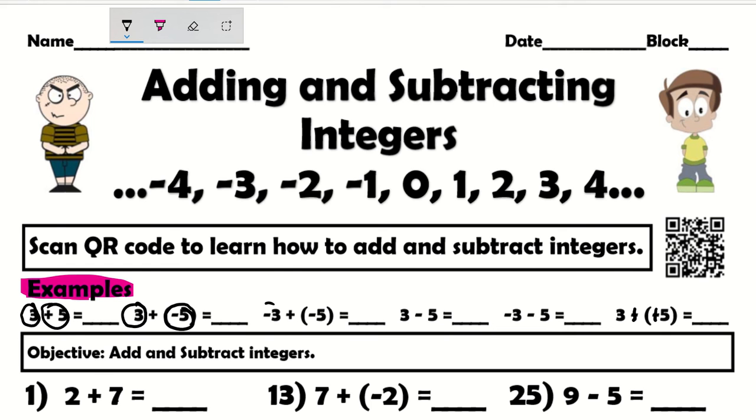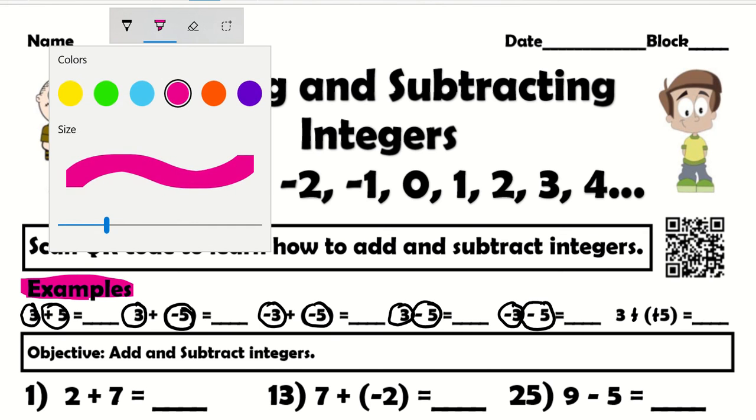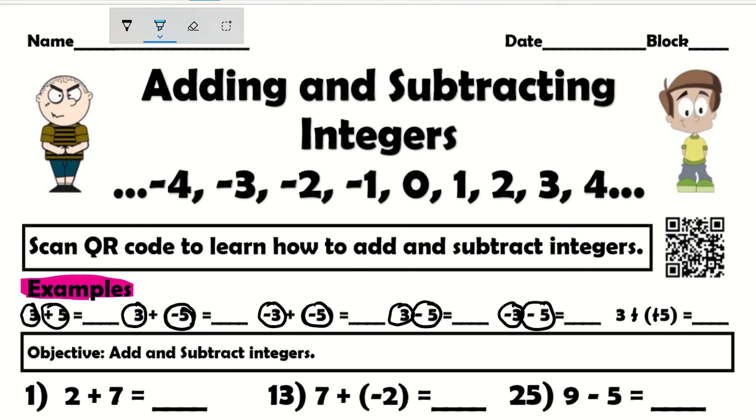Circle the number with the sign in the front. Circle the 3 with the sign in the front. Circle the 5 with the sign in the front. Next example is circle the 3 with the sign in the front. Circle the 5 with the sign in the front. This is going to help me determine whether they belong to the good guys or the bad guys.